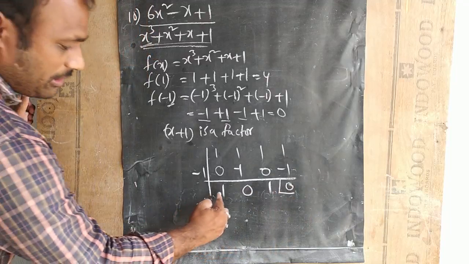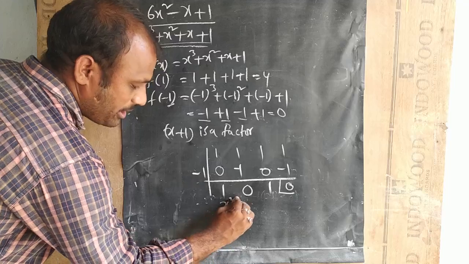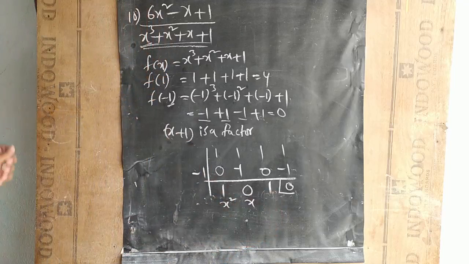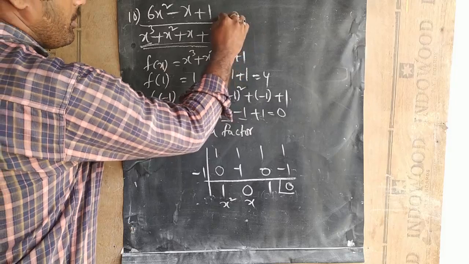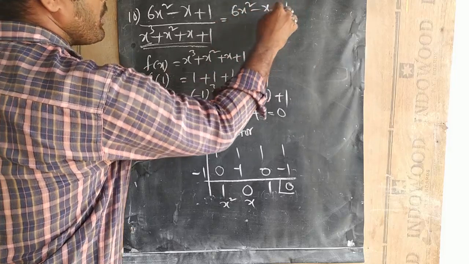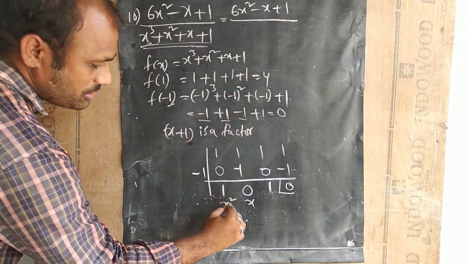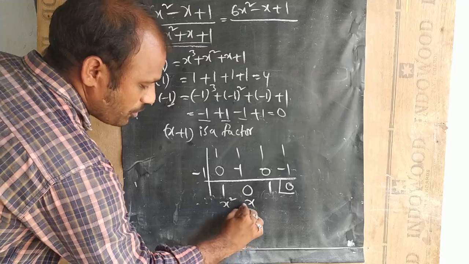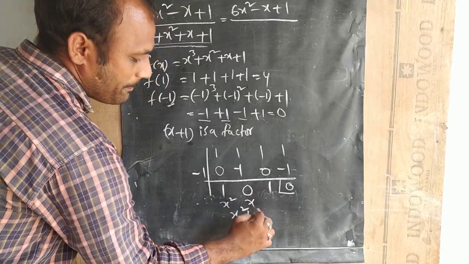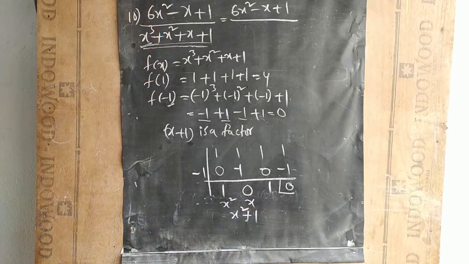Now, whatever first number we are getting is the x square term. Next it will be the x term. The next one will be the constant. So how are we going to replace this? For the given question, 6x square minus x plus 1 divided by, so this 1 into x square will be x square, 0 into x will be 0x, no issues, plus 1. We can write it as x square plus 1.